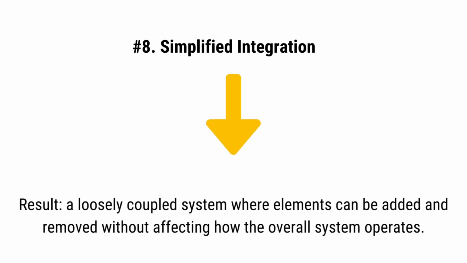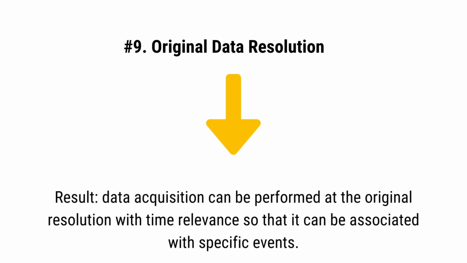Number 8. MQTT Sparkplug supports the integration of components by simply plugging them into a common data infrastructure through a single unified interface. This enables a loosely coupled system where elements can be added and removed without affecting how the overall system operates.